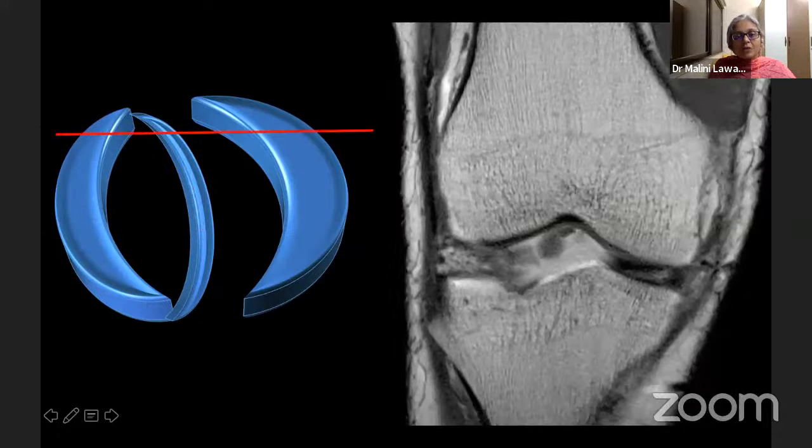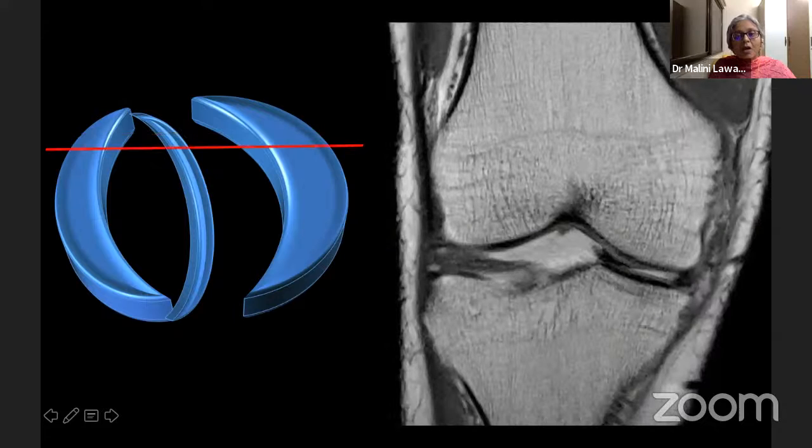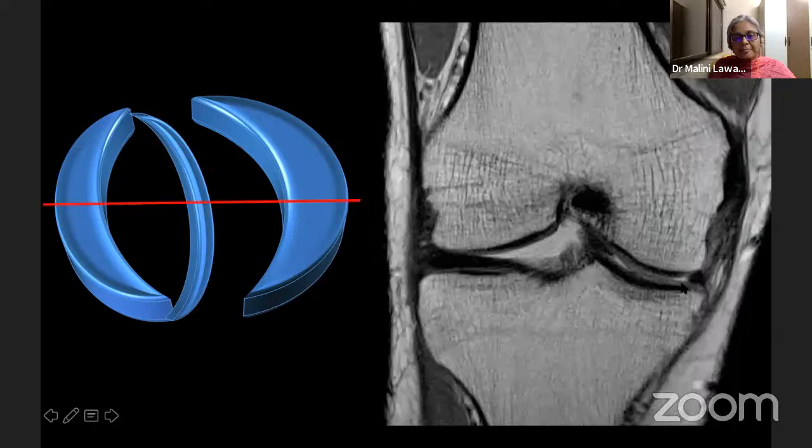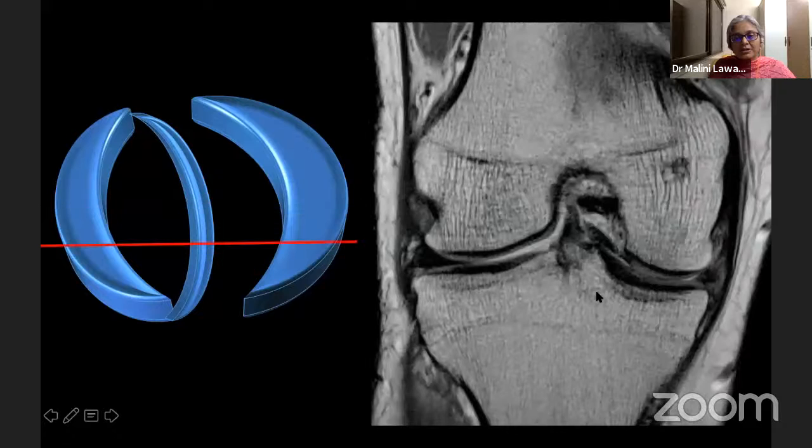On coronal images, how do we see? On a section like this, you should see only the body of the meniscus. But here, in addition to the body, you start seeing this fragment in the intercondylar region. So this here is the body and this is the fragment. You can see this body, instead of being normal triangular, it is blunted. You don't have the inner portion, and that inner portion is located here in the intercondylar region.